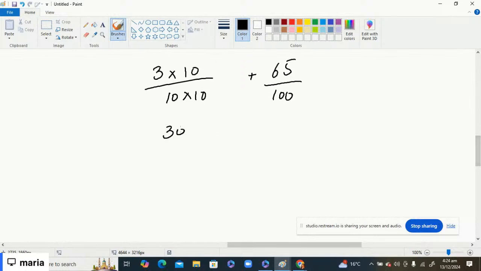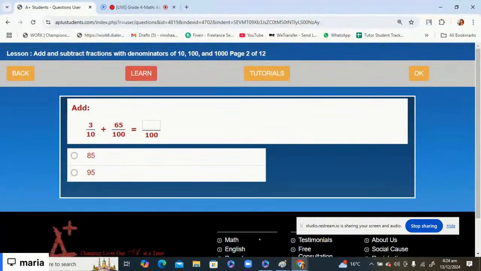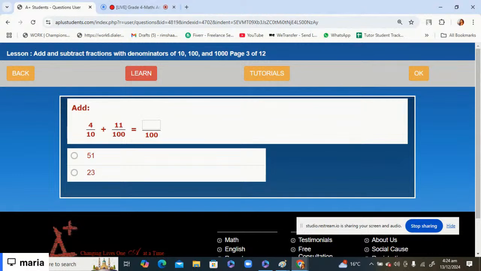So let's do it. So here just simply putting, that is your answer. Okay, it's 95. Let's do it. Yes, here is the answer. Okay, so solve the rest of the test questions by yourself. Hope you guys understand this lesson as well. Let's start the next lesson.